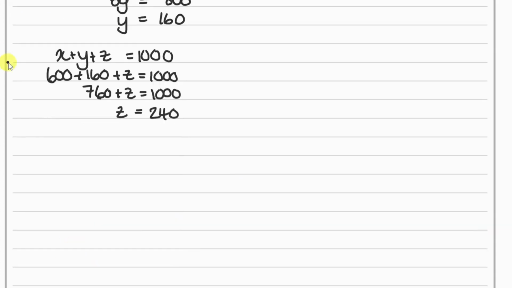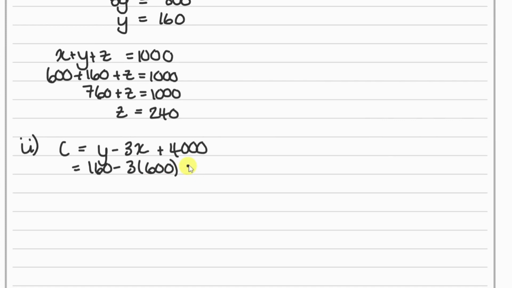Part 2 of this is to work out the cost. Now you can choose to substitute into the original x, y, and z we found if you really wanted to, but I'm just going to go for the y minus 3x plus 4,000 because it's going to give me the same result. Y is 160, x is 600. So tidying that up, we get £2,360.